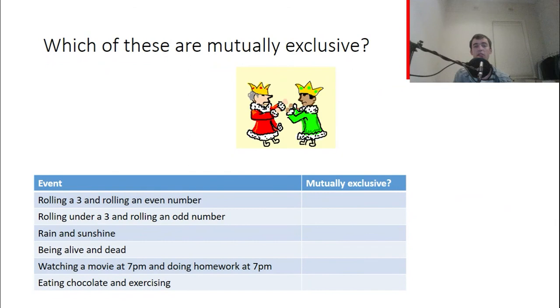So I included a picture of a couple of kings fighting because of this idea that you can only have one king over a kingdom. And so that's why they're fighting. They're mutually exclusive. They exclude each other. If this one is king, then that will exclude this one. Or if this one is king, it will exclude this one. It can only be one king.